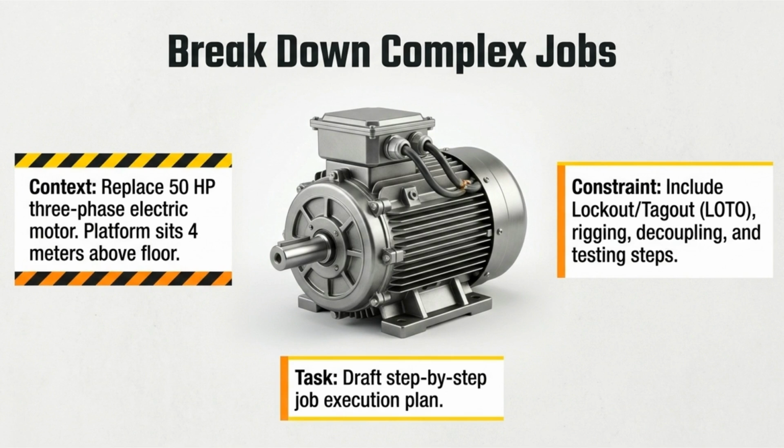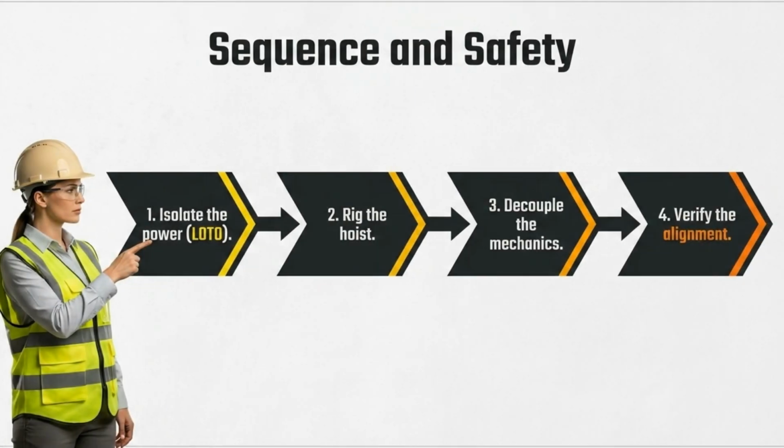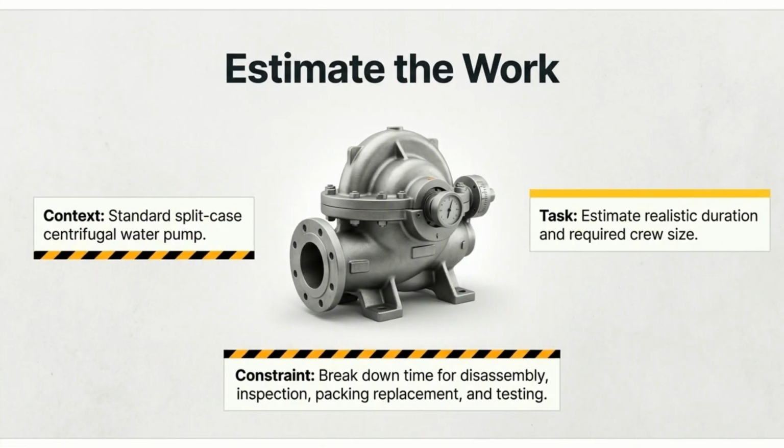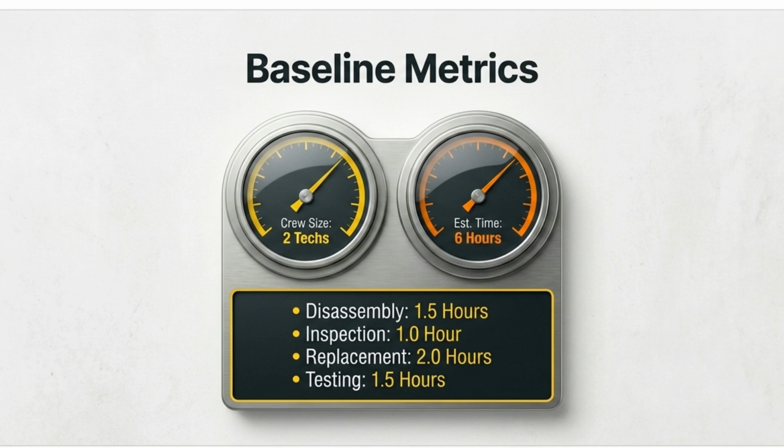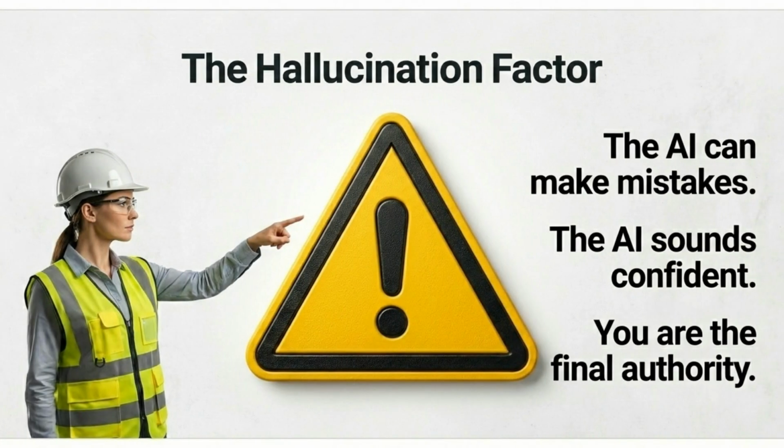For more complex jobs, like replacing large electric motors, we break down the context, tasks, and safety constraints to ensure a clear execution plan. The resulting plan follows a strict sequence: isolate power, rig, decouple, and verify alignment to maintain safety standards. When estimating work, we provide the AI with specific equipment details and ask for a breakdown of duration and crew requirements. This yields baseline metrics, including estimated crew size and a time breakdown for each phase of the maintenance task. Always remember the hallucination factor.